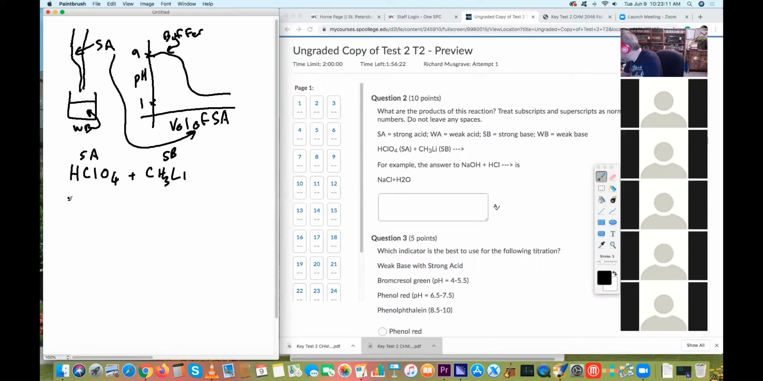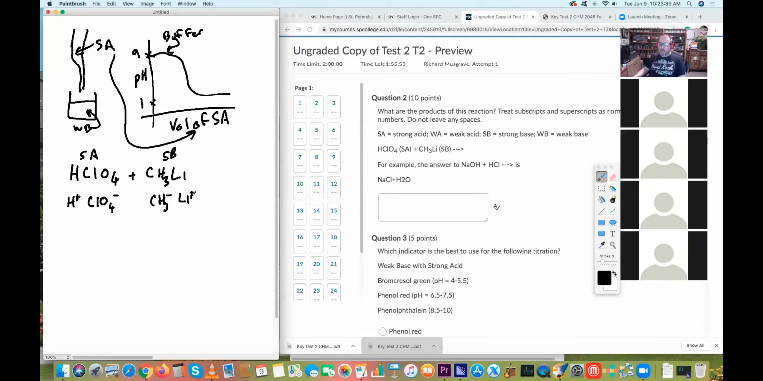Well, if it's a strong acid, I know it's going to be split into H plus and ClO4 minus. Is anybody confused about how I know that? It's really important. Okay. And the other part is going to split into CH3 minus and Li plus. I know this because anytime I've got Li or Na or K or anything like that, it's always going to split off as a metal, and it's going to be the positive charge there.